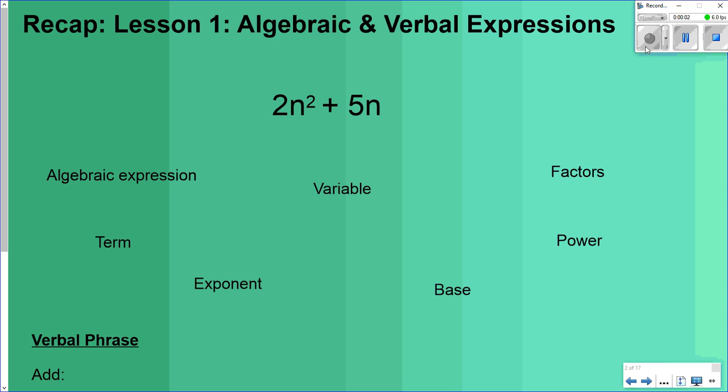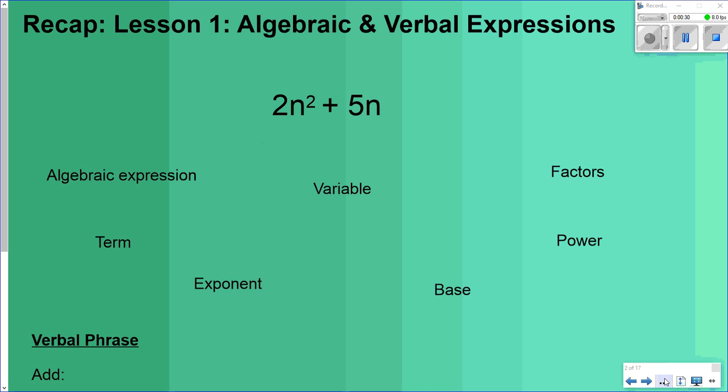Welcome to our next lesson for Unit 1. Before we go on to Lesson 2, we're going to do a recap of Lesson 1, Algebraic and Verbal Expressions. So as you can see, we have an algebraic expression, 2n squared plus 5n. And we have all these vocabulary words that we learned in the lesson. So we're going to identify what each of them are.